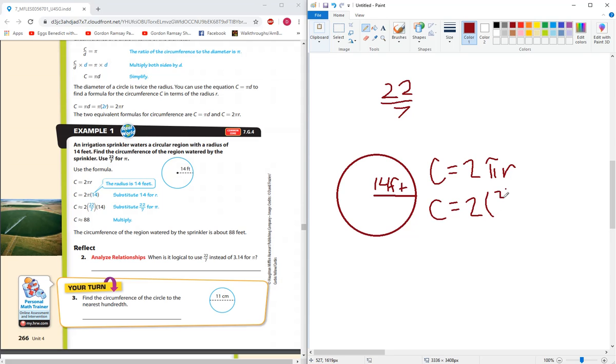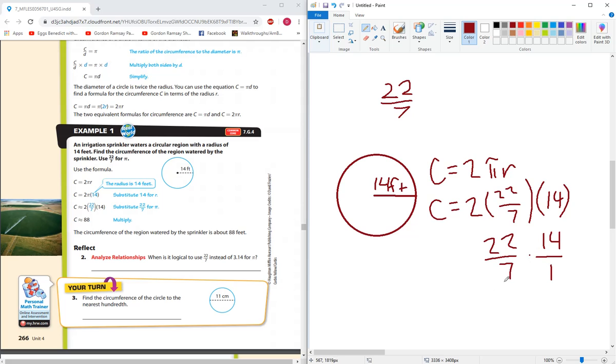So if I use 22 over 7 times radius, which is 14, let's work that out. I'm going to leave the 2 aside for now, and focus on the 22 over 7 multiplied by 14. And remember, all whole numbers are just over 1. You can put any number over 1 and it will be fine. It won't change the value.